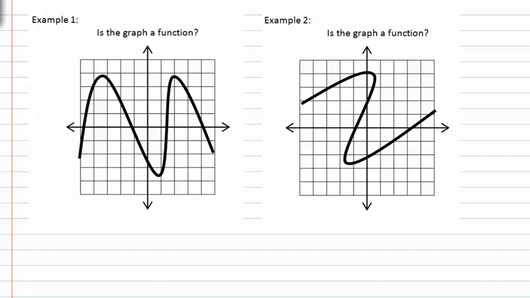A vertical line test means that we take a vertical line and we run it along the x-axis. If the graph is only touched at any given point in one place, then that means it is a function.